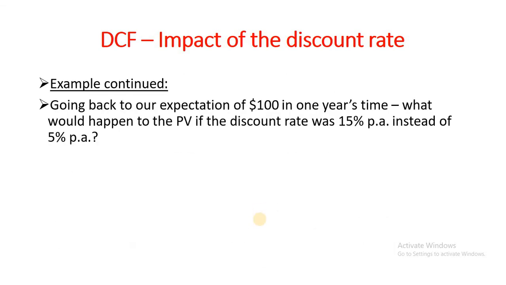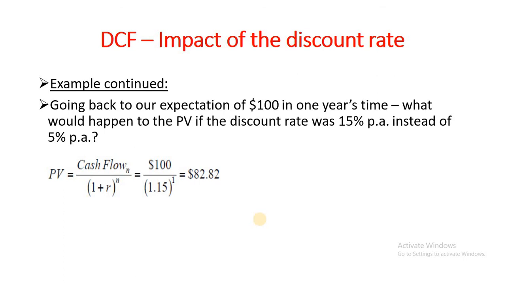Let's look at another example. So over here, your cash flow is 100, but instead of a 5% discount rate, you will use a 15% discount rate. If we use a 15% discount rate, the present value of your $100 will be $82.82, which is much lower than when your discount rate is 5%.